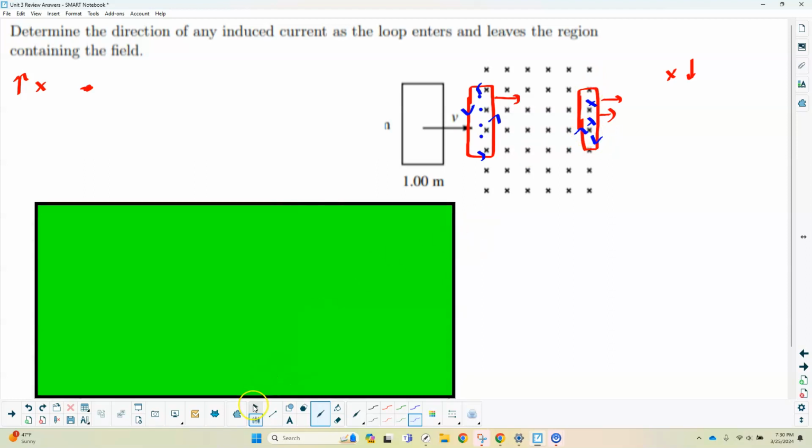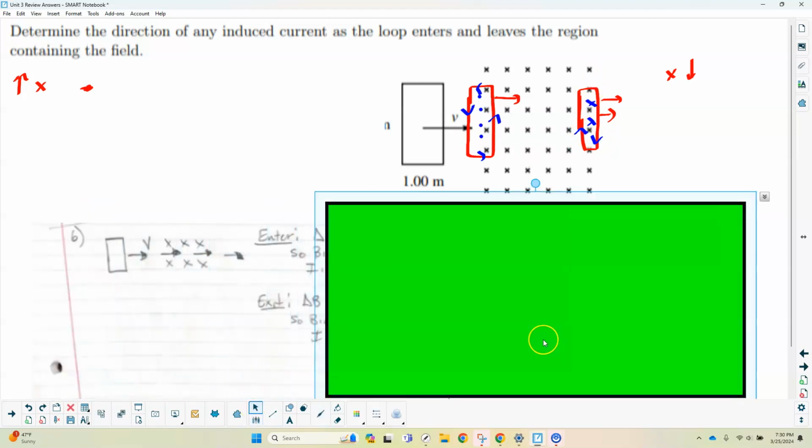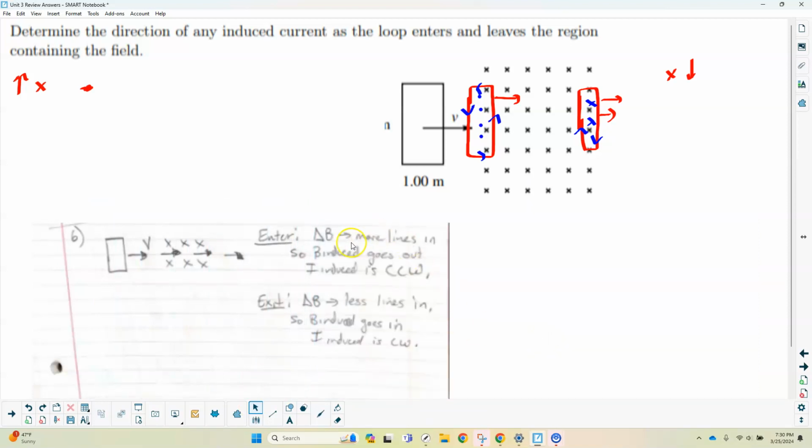So again, just kind of working through those concepts, I wrote it here. But as it enters, there's more lines going in. So the induced magnetic field has to go out, and to induce a magnetic field going out, you have to grab so that the current goes counterclockwise. And then exiting, there's less lines going in, so you're going to induce a field that goes in, and to get a field that's going in, to put X's in the middle of the area, you're going to make the current go clockwise. So those are those two.